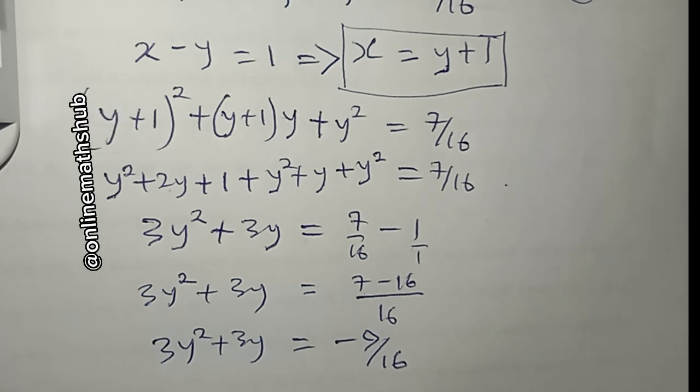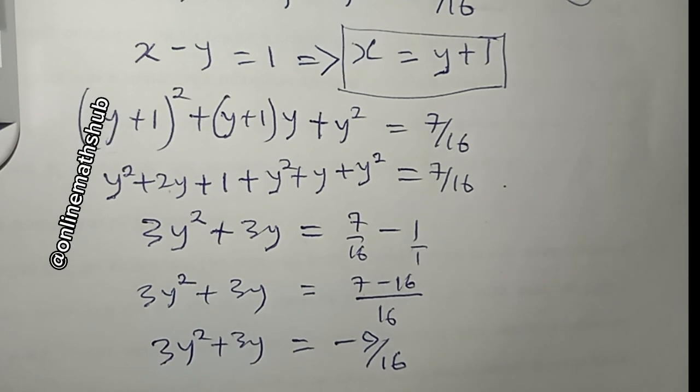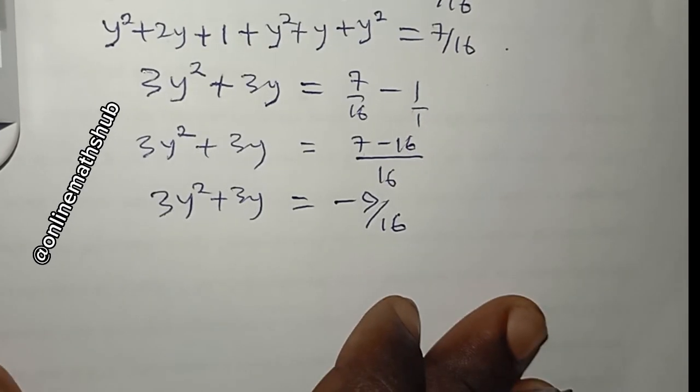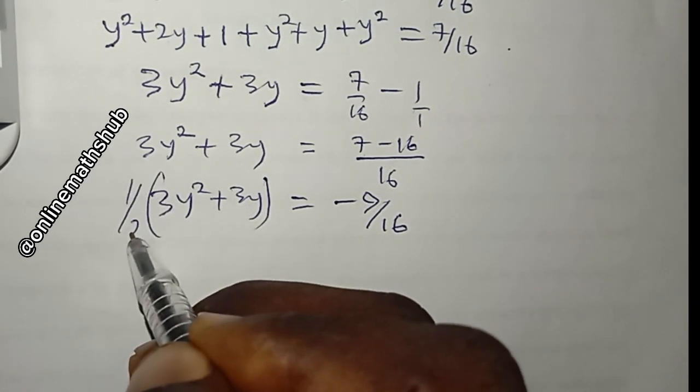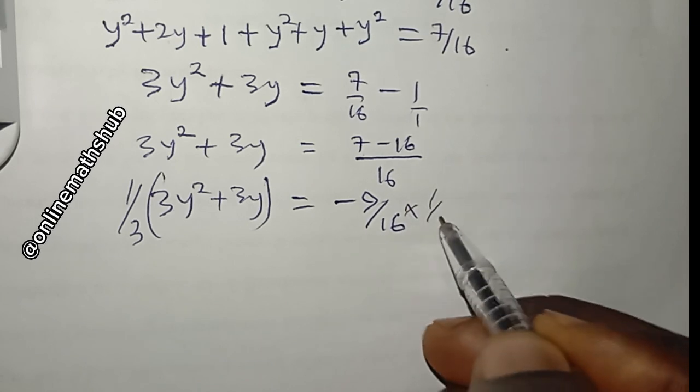Okay, so at this point I'm going to divide through by 3 so that I can eliminate these threes right here. If I do that, I'm going to just multiply by 1 over 3.